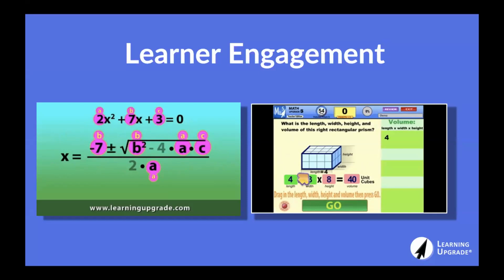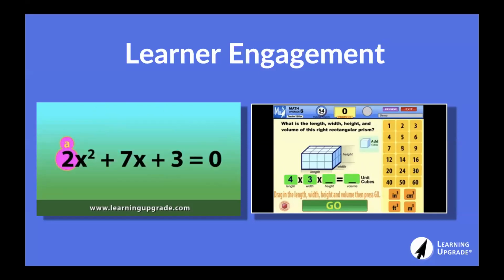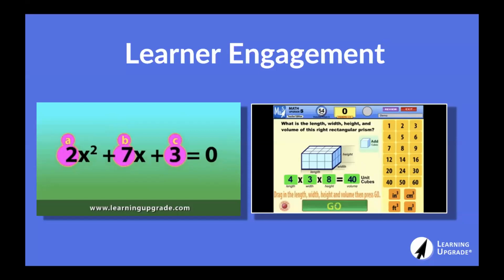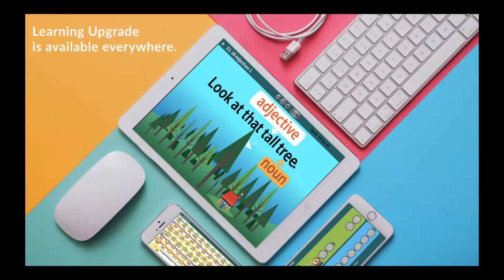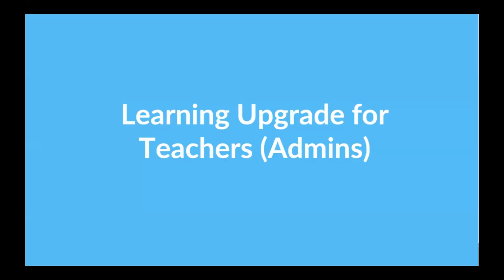We want to make sure that your learners understand. Then we're going to give them another question that's scaled on the last one. So if it's correct, it'll get a little more difficult. If it's incorrect, it'll be a little easier. And then they'll be able to work their way up and earn those points. As I mentioned, it is available everywhere. So if your learners have a smartphone, tablet, or Chromebook, they'll be able to access Learning Upgrade when they create their account. So, Learning Upgrade for admins and teachers.